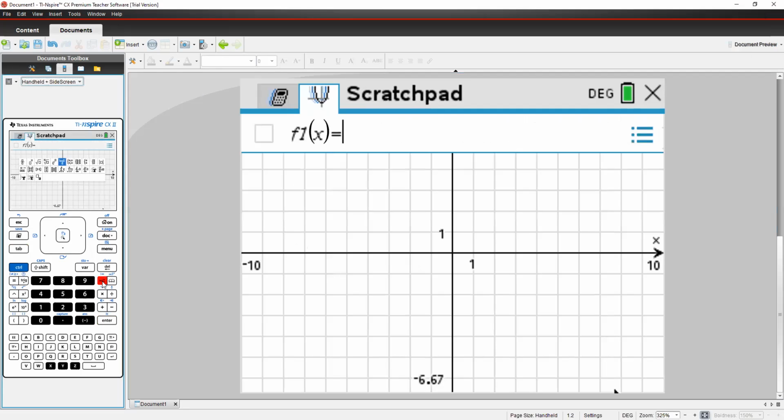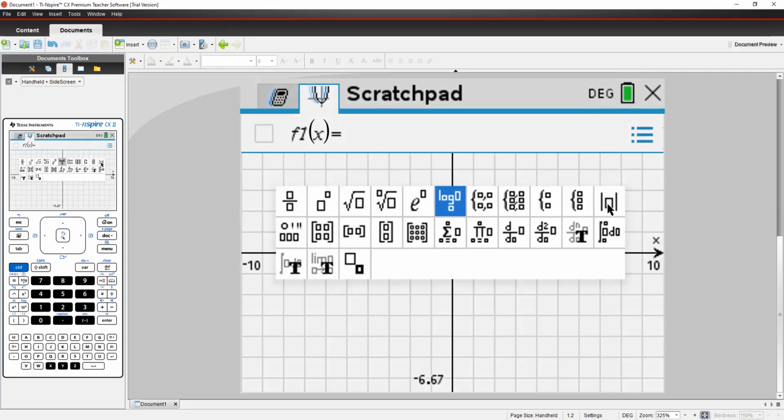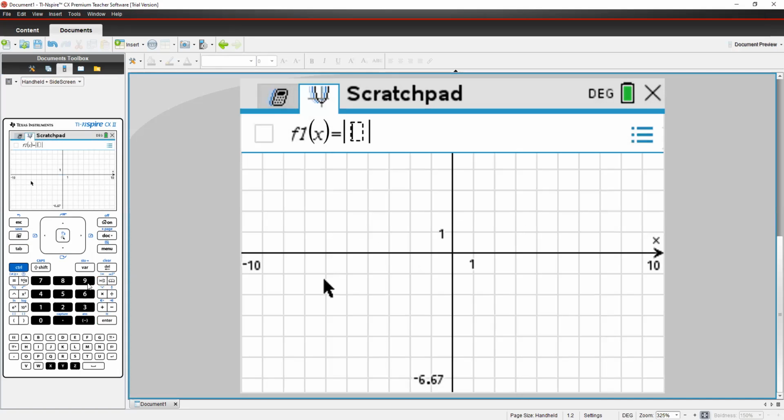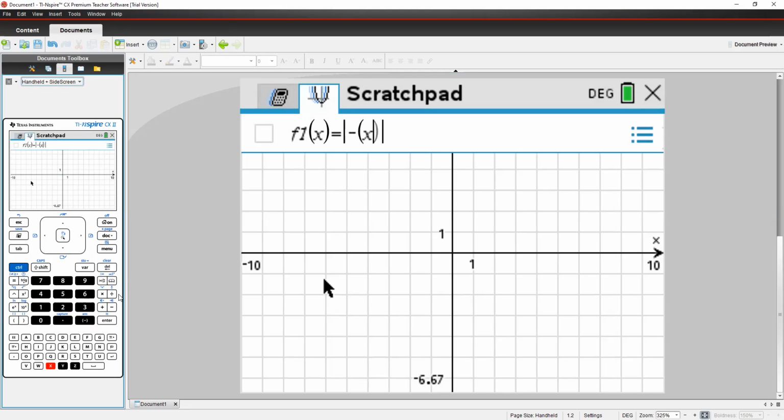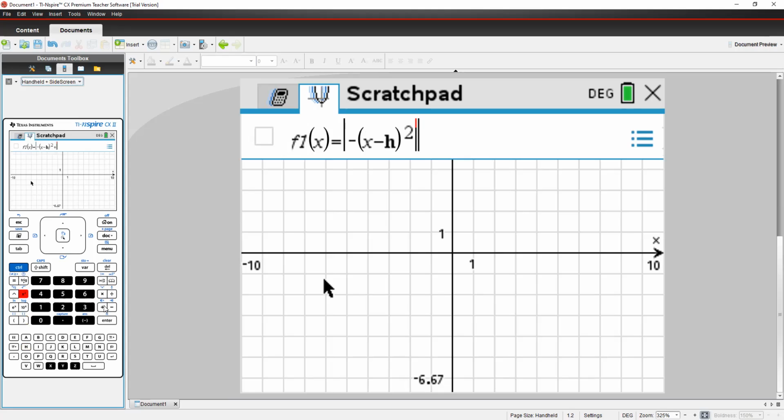So the absolute value is also over here. So I'm just going to get the absolute value. And then I'm going to put a negative, parentheses, x minus h, and then parentheses squared, plus k. And then I'm going to go outside the absolute value, and then I'm going to do minus q. And then I'm going to graph it.